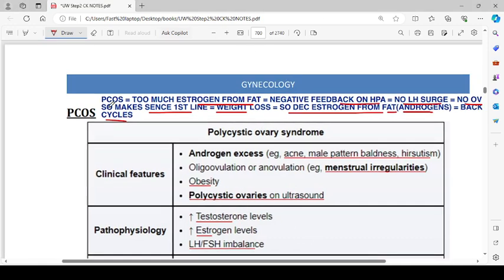There is something odd with this statement because it's not estrogen that is coming from fat. There are too much androgens which are coming from the fat, and then those androgens have a negative feedback on the HPA somehow. Okay, I don't remember the loop of that, but these are not estrogens. These are androgens which are causing virilization and masculinization of the woman.